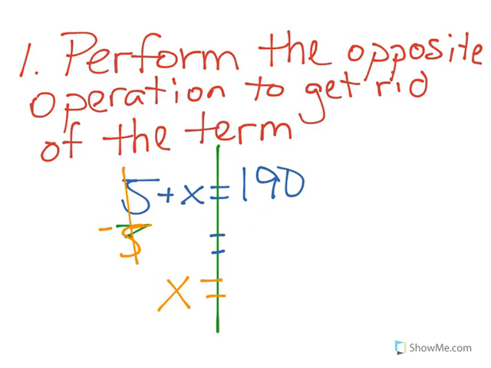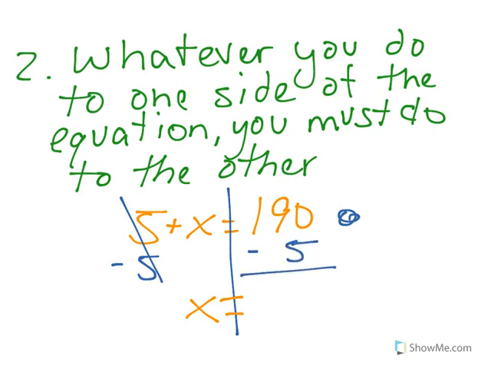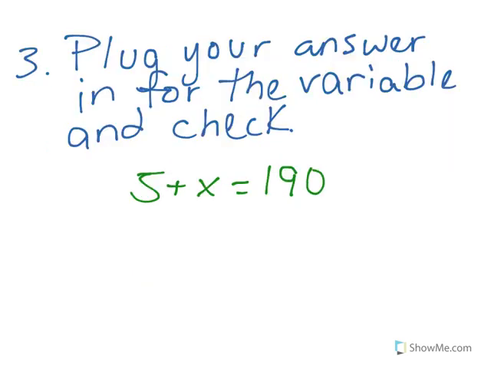Okay? Now, the second thing, whatever you do to one side of the equation, you must do to the other. So, when I subtracted 5 from this side, it canceled out. But I have to do the same thing on this side of the equation. Okay? Think of it as a scale. If you don't do it to the other side, then it's not going to be balanced out. So, we'll subtract 5 from this side. 190 minus 5 is 185.